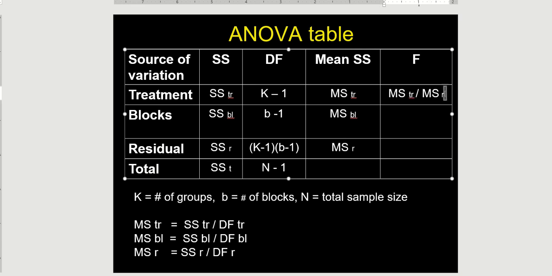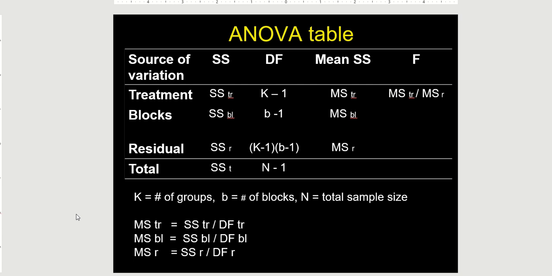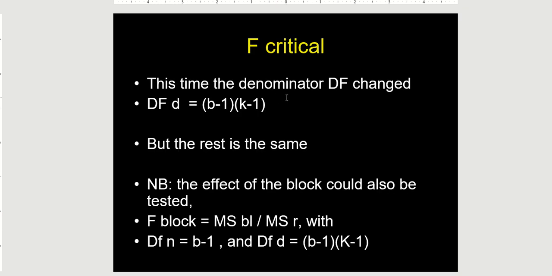And as I mentioned in the introduction, the main F is taking the mean sum of square for treatment, dividing it by the residual. That's the one you're interested in. Here you have a definition: K is the number of groups, B is the number of blocks, N is the total sample size, etc. The F critical works the same way, but you have to watch out that the degrees of freedom have changed compared to without blocks.